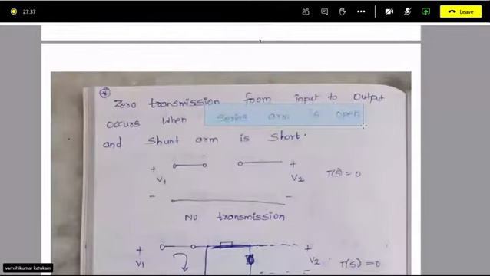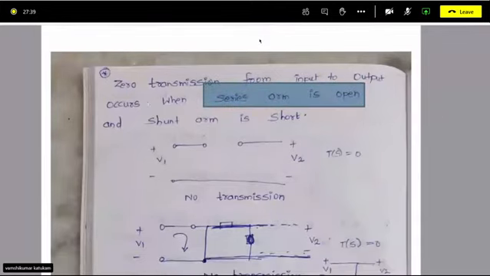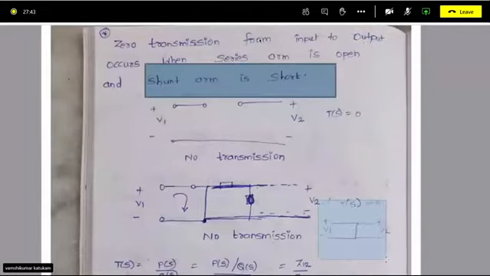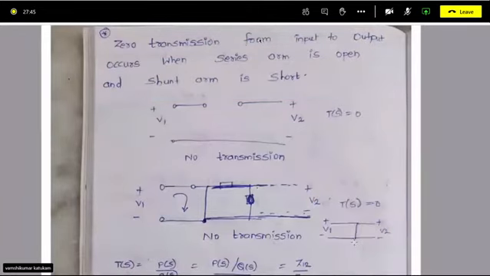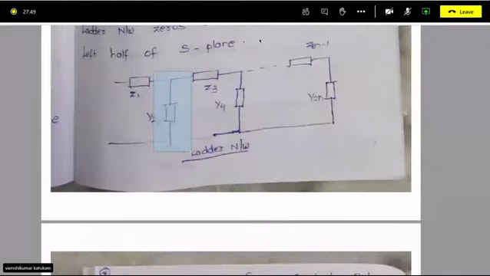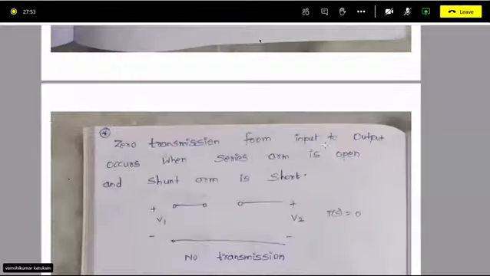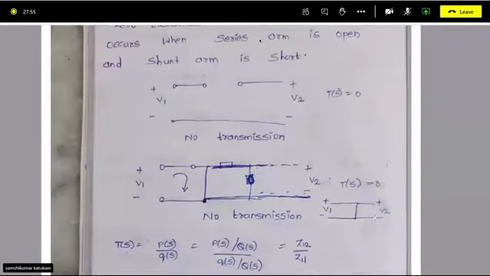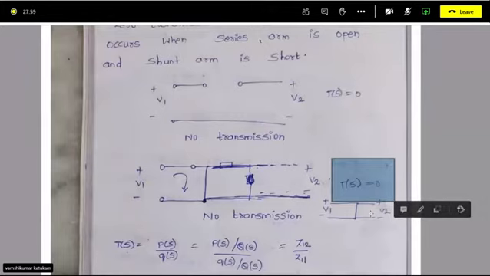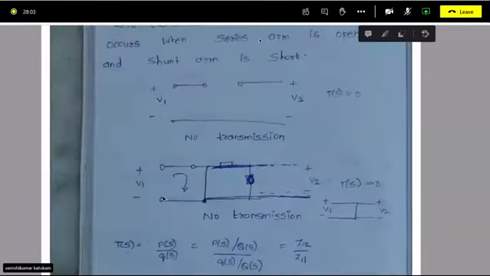Similarly, when the shunt arm is short circuited, let's see this highlighted portion. Suppose in a ladder network you have a shunt arm which is short circuited. Then in that case also there is no transmission. The transfer function T of S is 0, V2 upon V1 is 0.